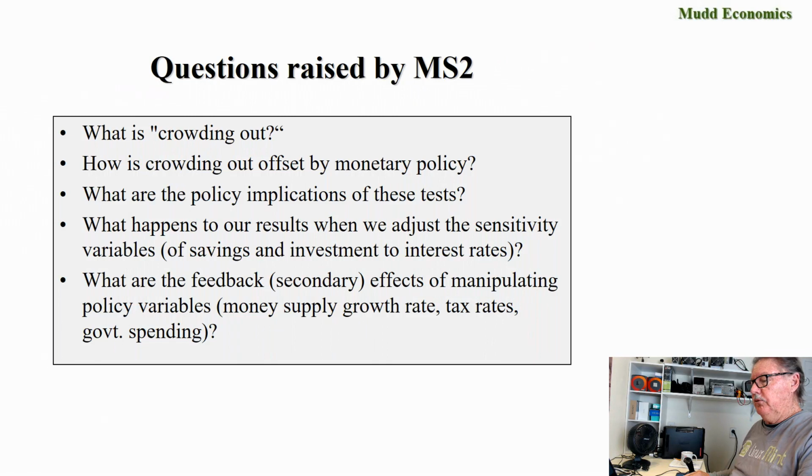Now here are some of the questions raised by Macrosim 2. So we can ask, again, what is crowding out? We know what it is. We saw it in the third video, but how is it represented in this model now that we have everything put together? And again, as we investigated in part 3, how is crowding out offset by monetary policy in this full model, or is it? And then finally, we ask, what are the policy implications of what we're discovering here? And we actually get some good results for that, I think.